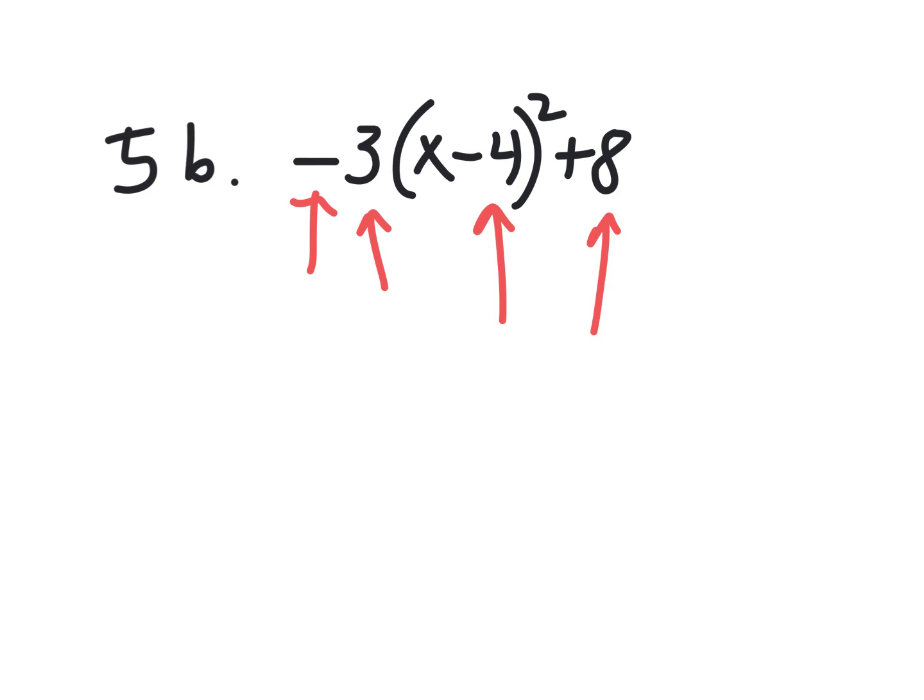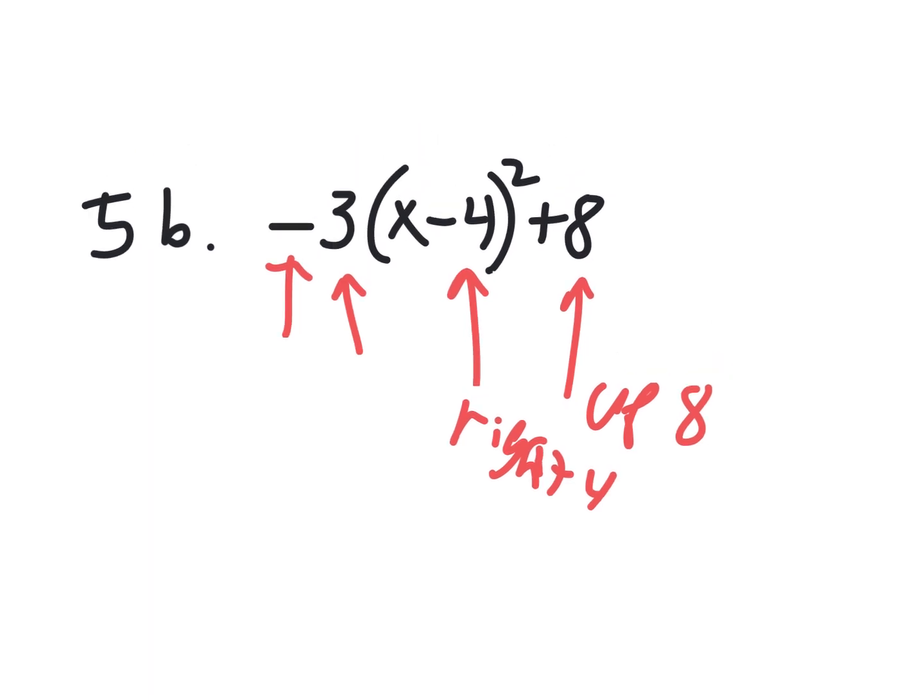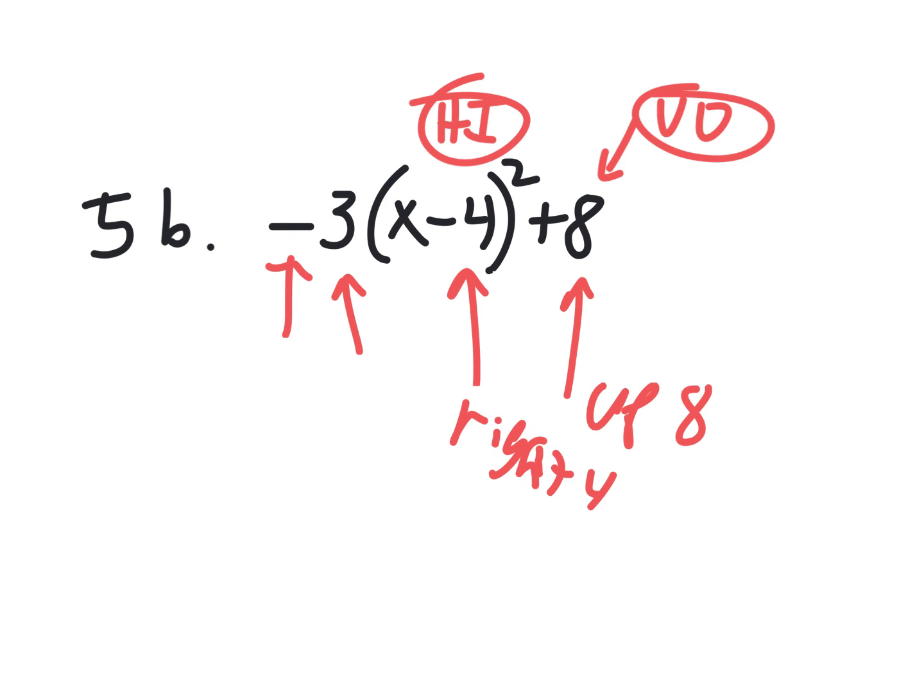Okay, Miss Silver, can you tell me some of them? Plus 8 moves the function up 8. Up 8. The minus 4 in the parentheses moves it to the right 4. Right 4, correct. What's that HiVo stand for again, Sophia? Horizontal on the inside and vertical is on the outside. That's what that stands for.